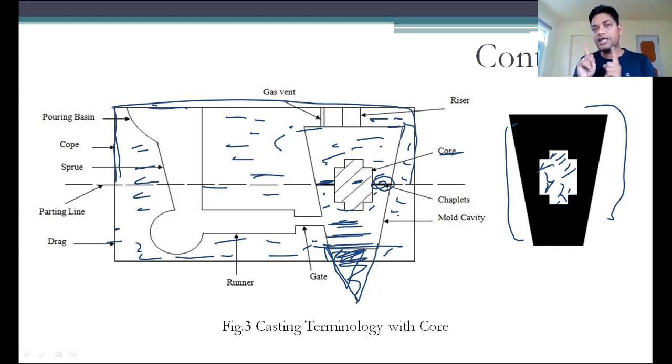Now if we provide this support with wood, there is a chance the wood will burn. With any other kind of material, there is a possibility it will melt. But if we use sand, it will not melt. The reason is that sand is basically silica. So whatever high temperature you provide, it will bear it and protect the boundaries of the cavities, the pouring basin, or the sprue.